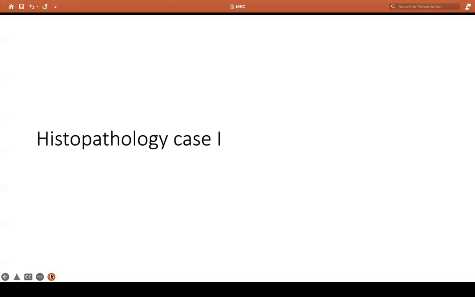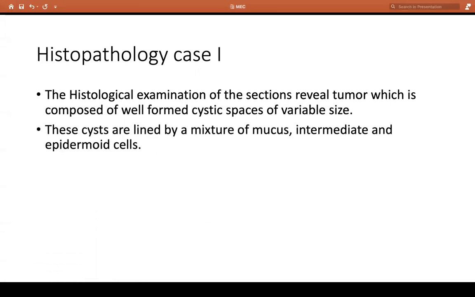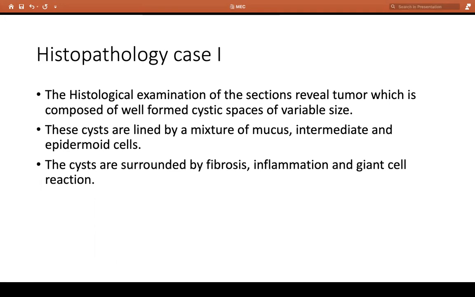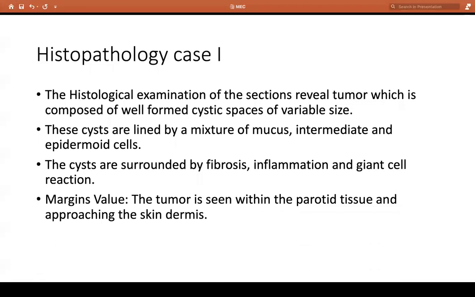So the histology of case 1 revealed cysts of variable size, surrounded by 3-4 types of cells: mucous cells, intermediate cells, epidermoid cells, and clear cells, with fibrosis, chronic inflammation, and giant cells. The tumor was not invading the parotid capsule here, but approaching it.